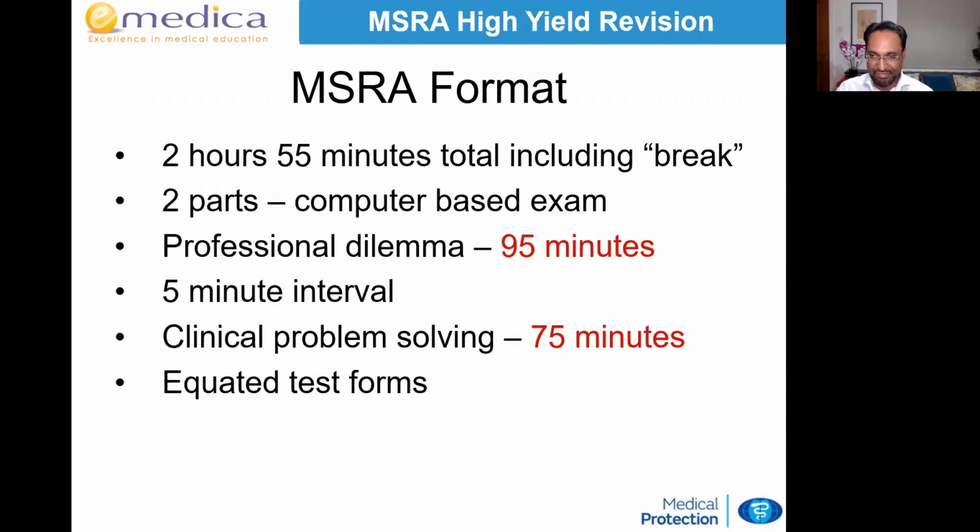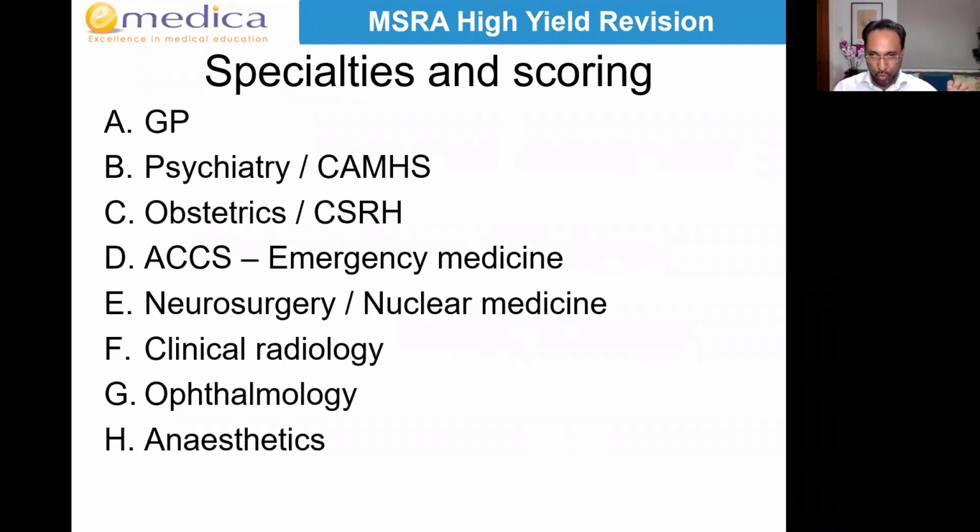person next to you. All right, but all question papers are equated. They have the same proportion of easy, medium, and hard questions, the same proportion of questions in the clinical paper from each subject area, and the same proportion of the different types of SJT questions. So we can compare someone's score on the first day and the last day, but also someone's score who's applying for anesthetics to someone who's applying for GP to someone who's applying for psychiatry in terms of the actual score.